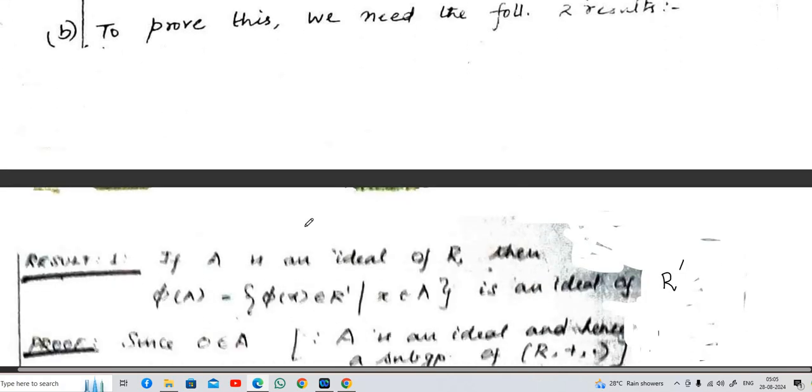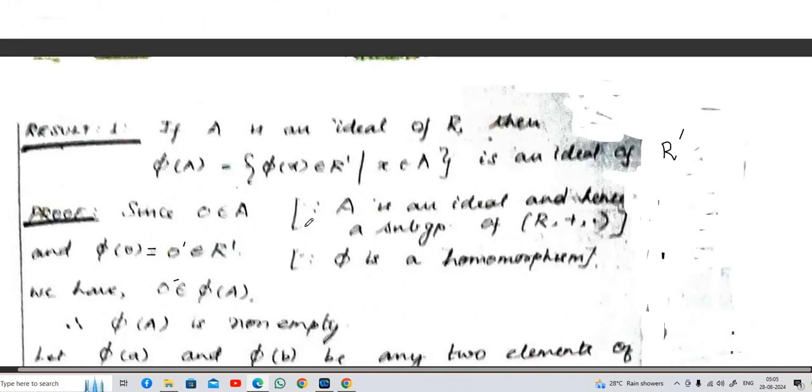Now to prove the second part, we have to establish a one-to-one correspondence between the collection of all ideals of R containing the kernel with the collection of all ideals of R prime. So to establish that, we prove these two results.